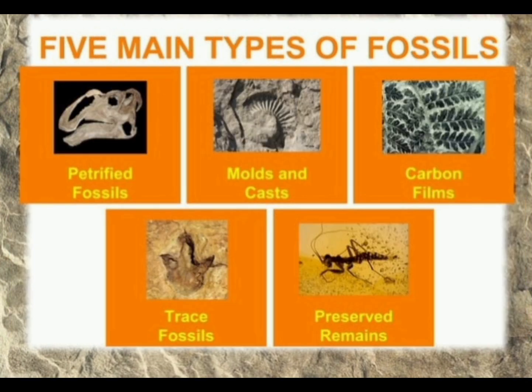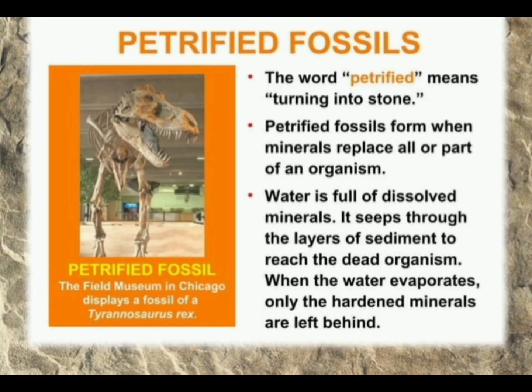Now, five main types of fossils. They are petrified fossils, molds and casts, carbon films, trace fossils and preserved remains. Now, the first type of fossil is petrified fossil. The word petrified means turning into stone.